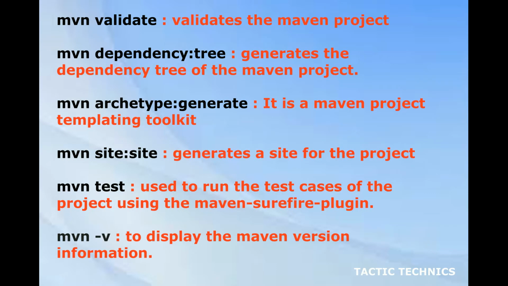mvn validate validates the Maven project. mvn dependency:tree generates the dependency tree of the Maven project. mvn archetype:generate is a Maven project templating toolkit. mvn site generates a site for the project. mvn test is used to run the test cases of the project using the Maven Surefire plugin. mvn -v displays the Maven version information.